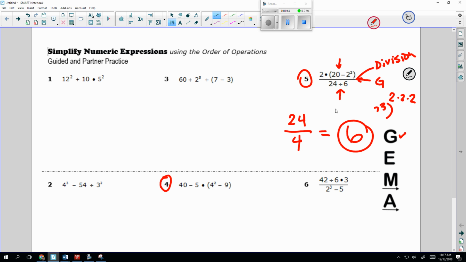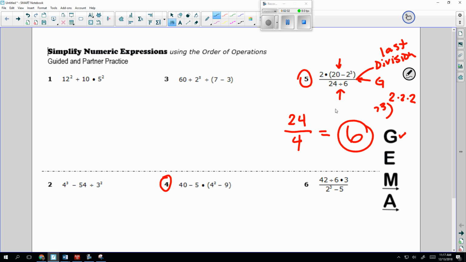When it has a big long division sign, that's usually going to be the last thing that you do when it's a big division problem like that. But you do the top and the bottom. Do the top first, the bottom next, and then you can simplify with division. Okay? So now let's look at number 4.